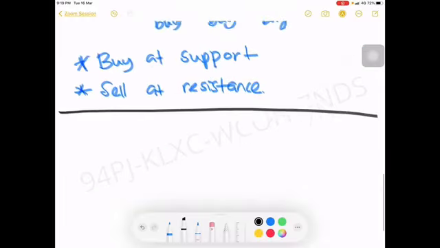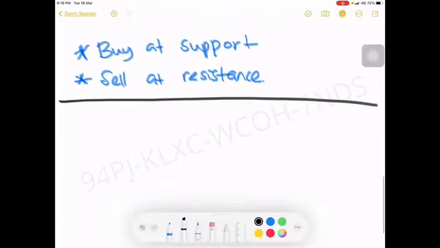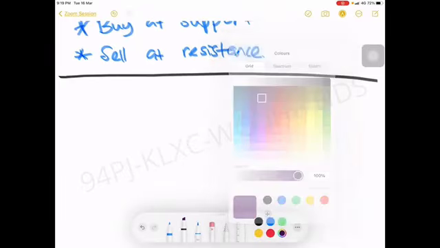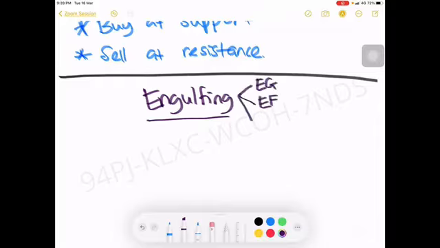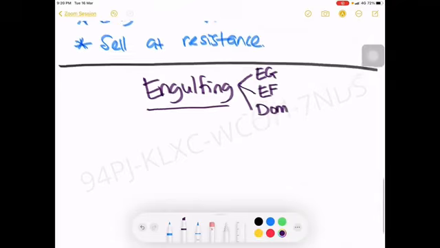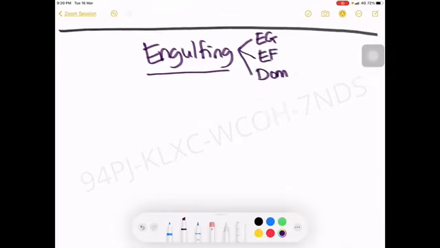Okay, so I'm going to go with engulfing. So now we are at engulfing. There are three types of engulfing. We have engulfing, just a normal one, and then we have EF, and then we also have DOM. So there are three types of engulfing. Now we're going to learn about the EG first. Easy.